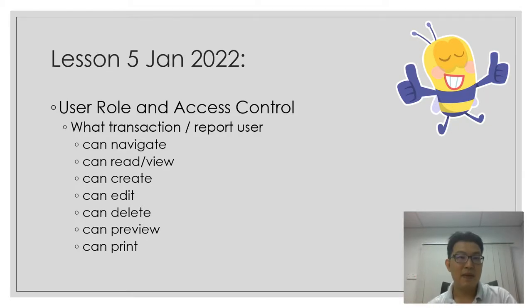Okay. So today is 5th January. Today I'm going to share about user role and access control. We have to differentiate each transaction or report, what user can navigate. Navigate means that they can view a list of invoices, for example. Can read or view means that they can double click on the invoice and then view the details. That's called read.